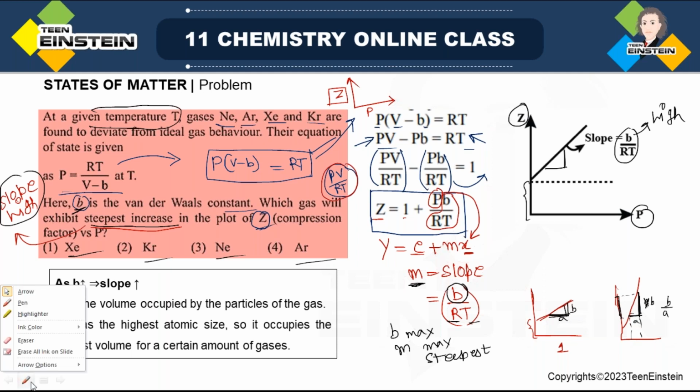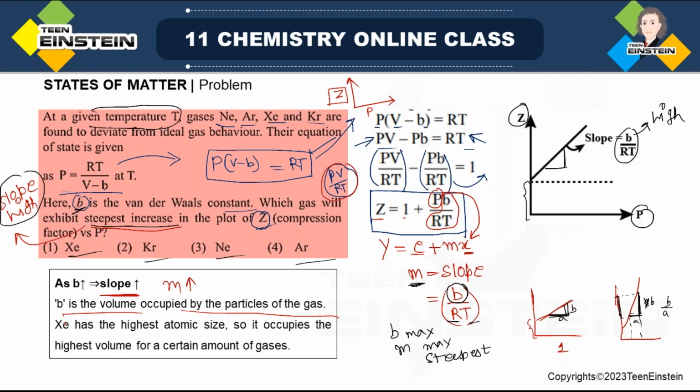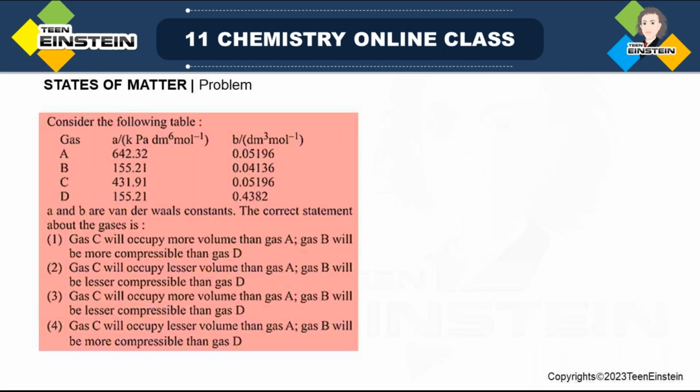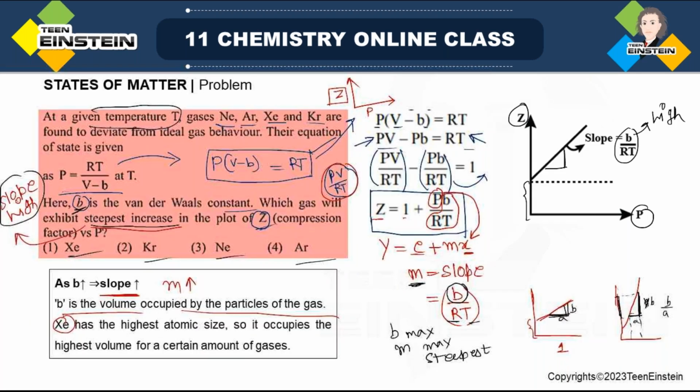So here when b is increasing, basically slope is also increasing because m is increasing. b by RT is m. Now b is the volume occupied by the particles of the gas, and xenon among these four gases has the maximum atomic size. So it will have the highest volume, because the volume formula for a sphere, if you consider the atom, is 4 by 3 pi r cube. So when r is high, obviously volume is high. So the correct answer will be xenon. First option.